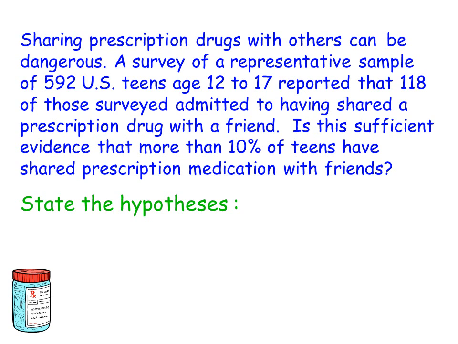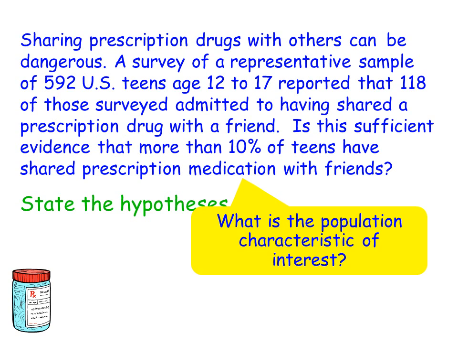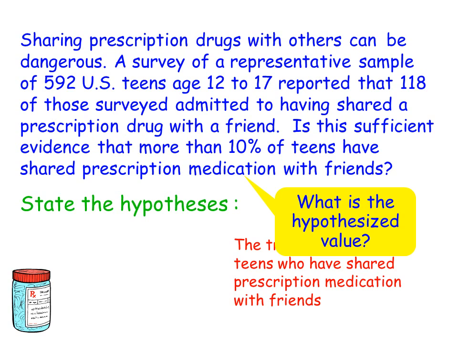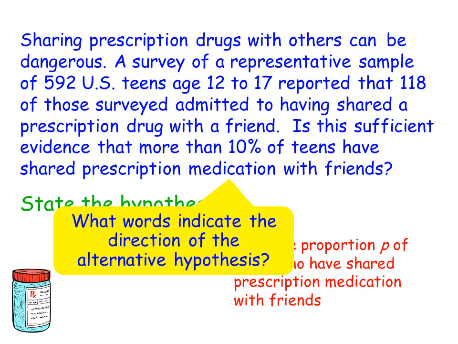We're going to state our hypotheses. Our null hypothesis, or H0, is always equal to. We need to figure out which symbol we're using. So what is the population characteristic of interest? We're interested in the true proportion of teens who've shared prescription medication with friends, so that would be p. What is our hypothesized value? We believe that it's going to be 10%.